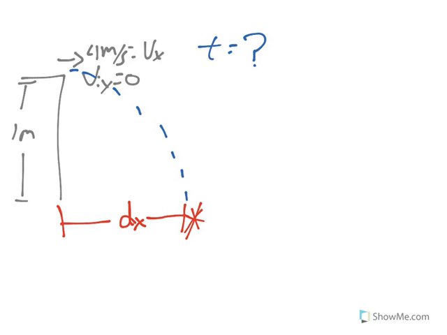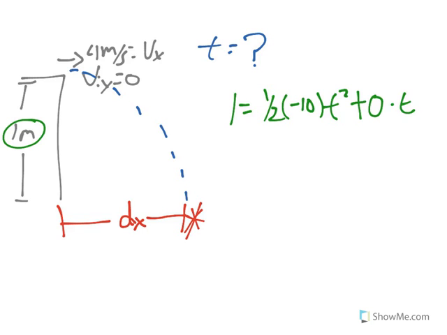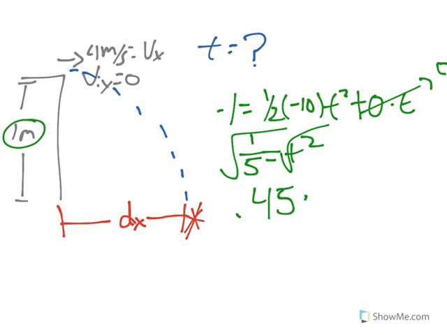So we're going to do time first. You should know by now that if you have the distance in the y, you can use it to solve for time by doing 1 equals 1/2 times -10 times t squared plus 0 times t. So this is 0. The 1 needs to be negative because it's falling. So we end up with 1 divided by 5 equals t squared, square root, and we end up getting 0.45 seconds is equal to t.